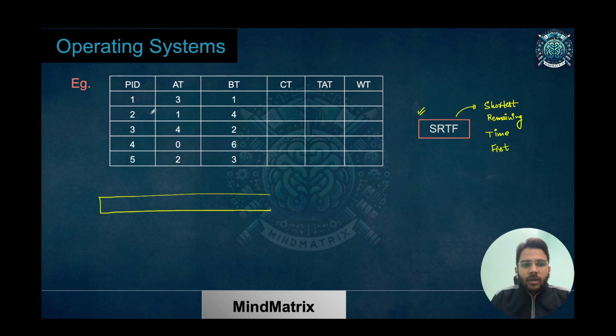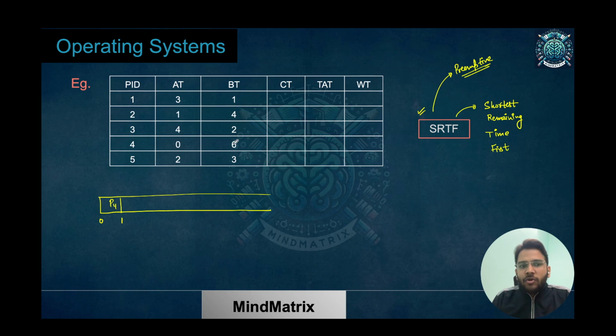Now, first of all, at 0 units of time, which process arrived first in the ready queue? So you can see P4 arrived first. So P4 we are going to execute. But this SRTF is preemptive in nature. Preemptive scheduling. So we are not going to execute completely for 6 units of time. No, we are going to first check, okay, if I execute P4 for 1 unit of time, do we have another process present in the ready queue?